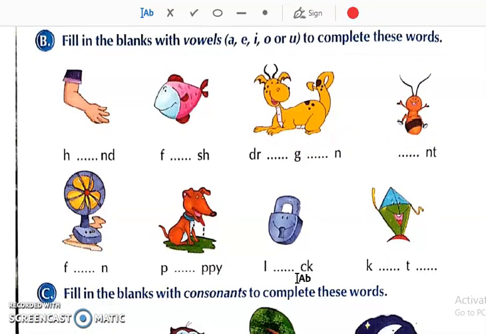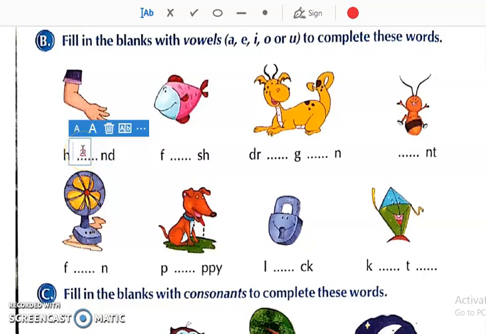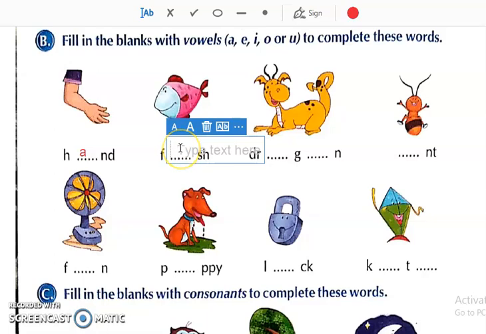Okay, now this type of question also we have done in class 1. We have to fill in the blanks with vowels. Which are the vowels? A, E, I, O, U. So we have to fill in the blanks. Like see, what is this? This is a hand. Which word is missing? A. Okay, we just have to use A, E, I, O, U. Now what is this? Fish. So complete the spelling. F-I-S-H, fish.